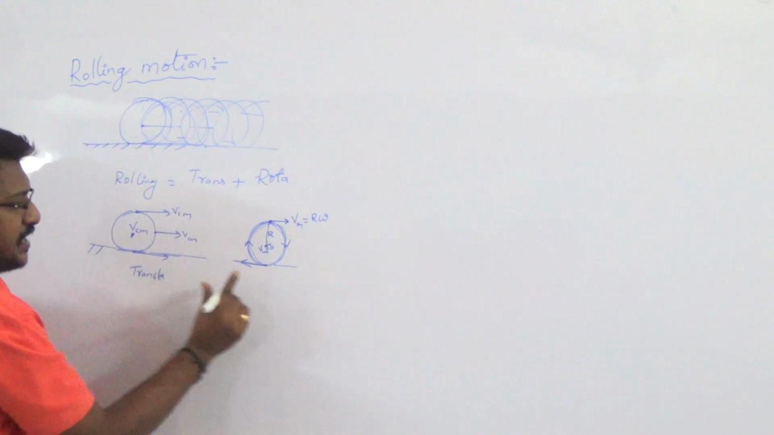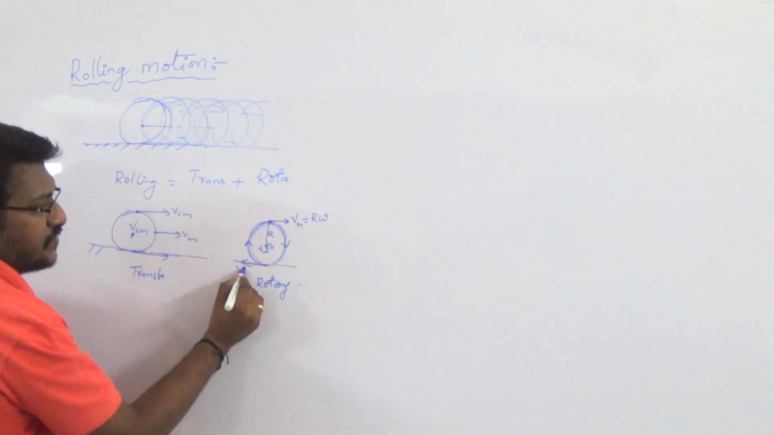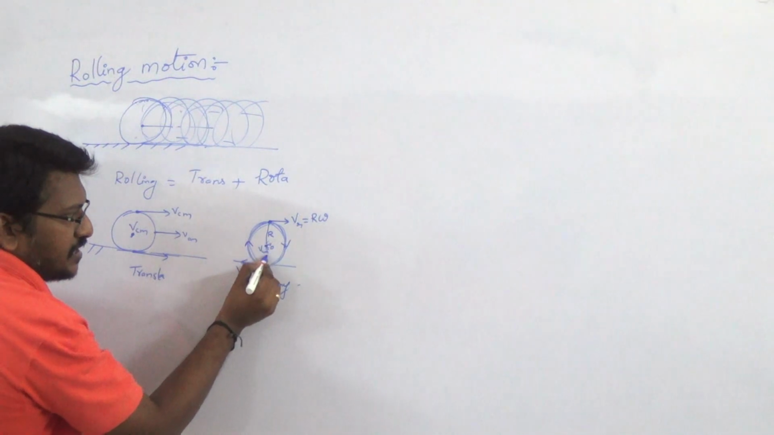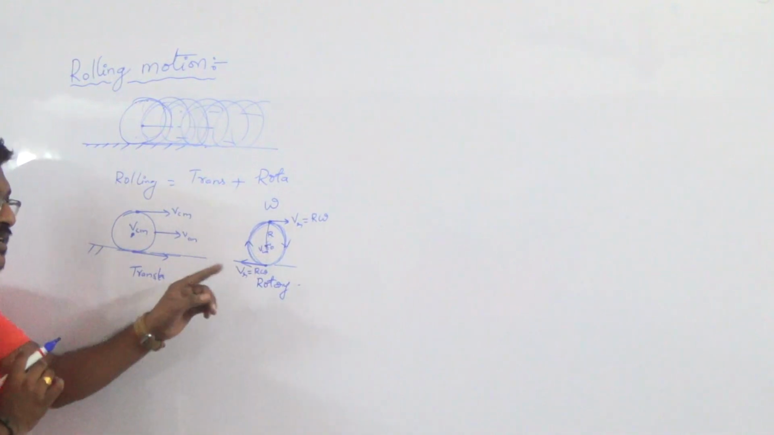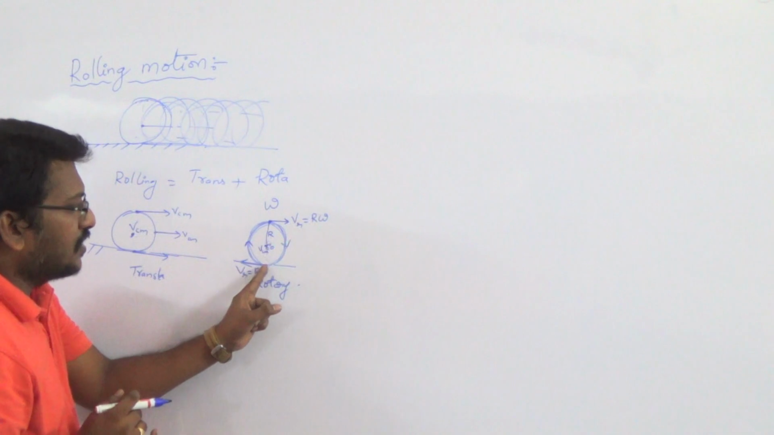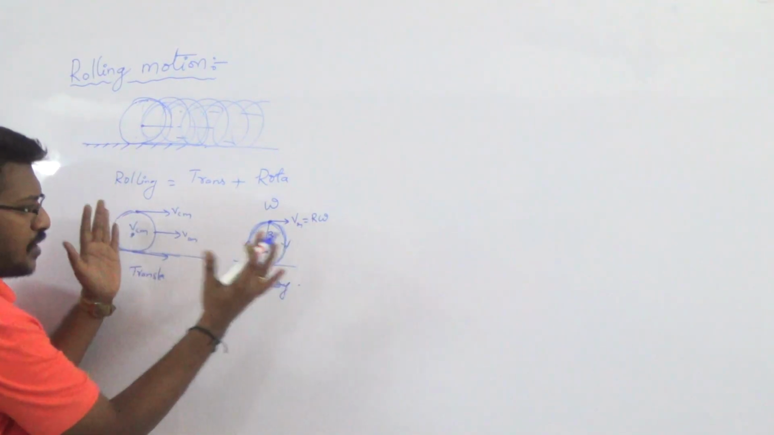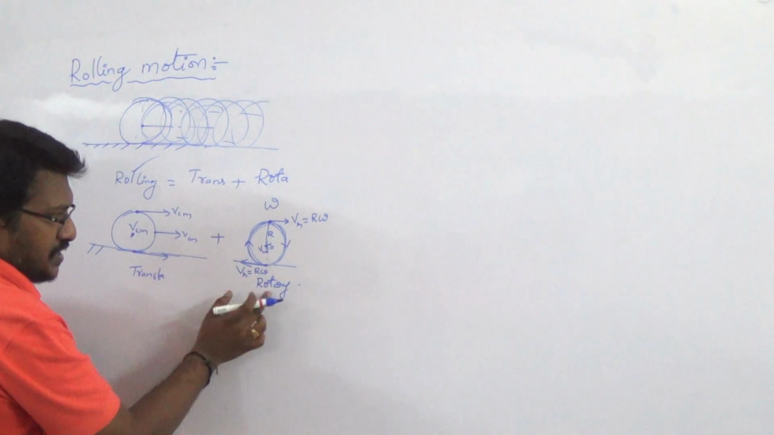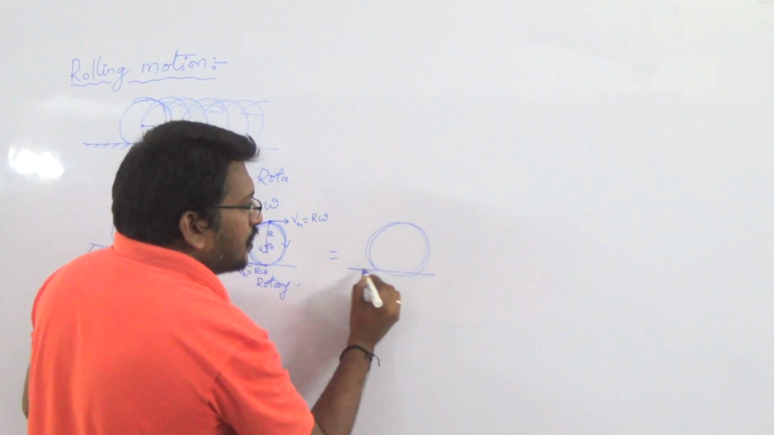This is only translatory, and this is the rotatory. In this case Vr is equal to r omega, because this particle is at a distance r from the center and the body is rotating with angular velocity omega. That's why the velocity of each of these particles is r omega, but the direction changes. Now these two are mixed. That becomes rolling. So translatory motion plus rotatory motion gives rolling motion. The body rolls like this.